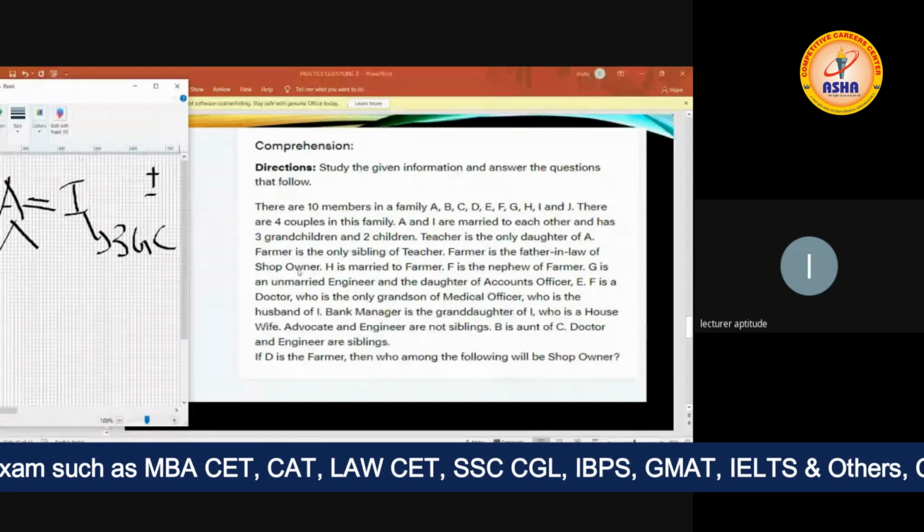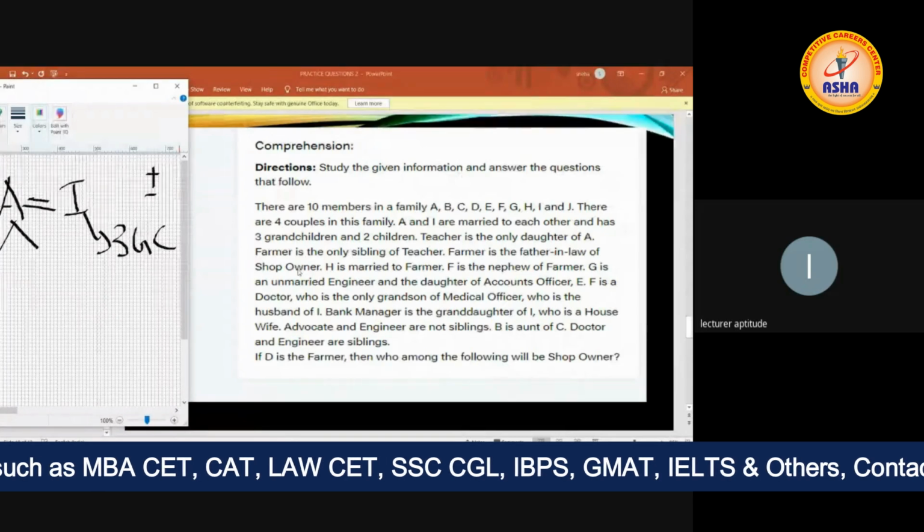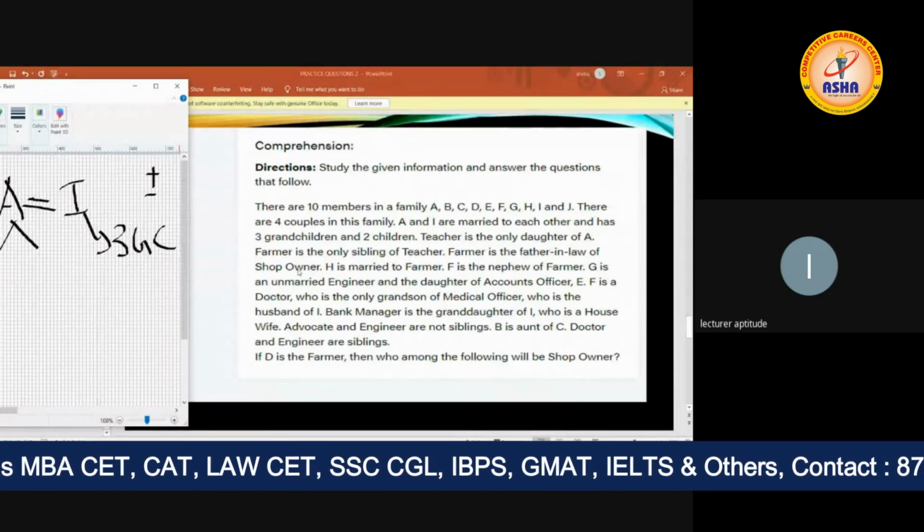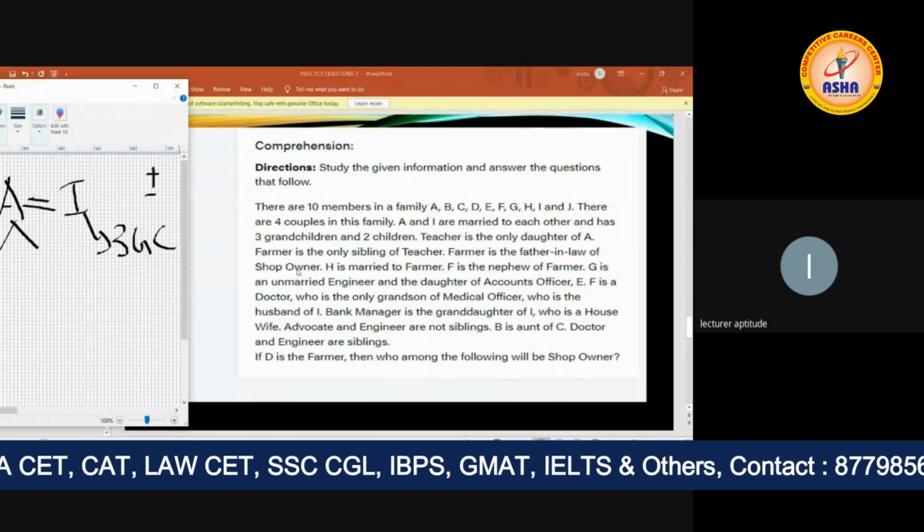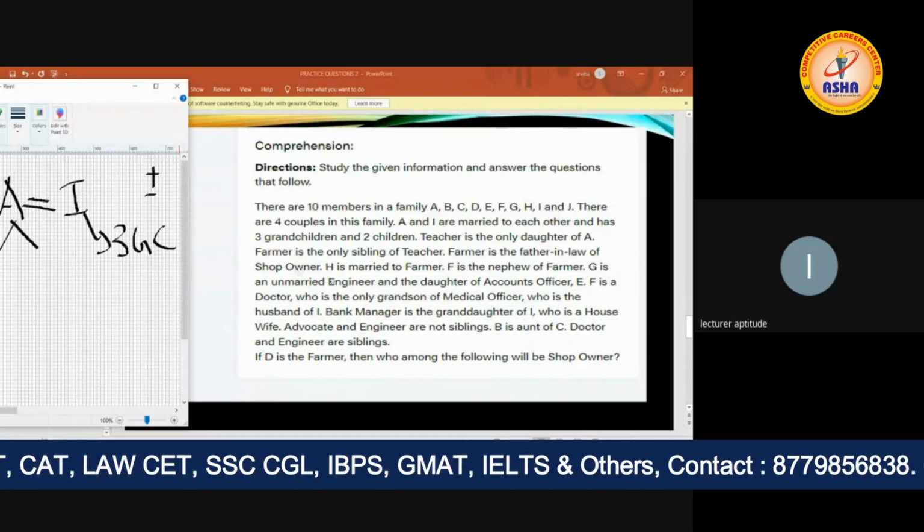Okay, so there are 2 factors here. One is A, B, C, D, E, F, G, the names of the members. Another thing is the occupation. So you have to take both into consideration while solving.